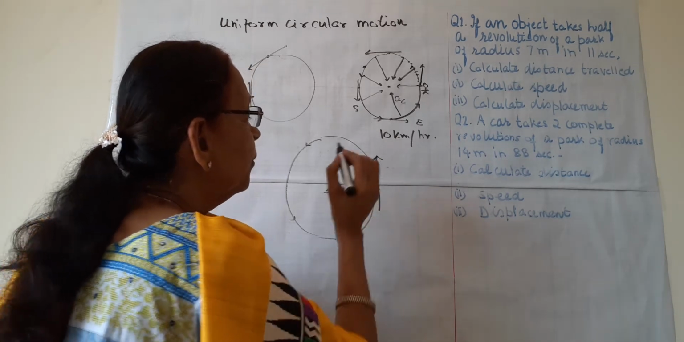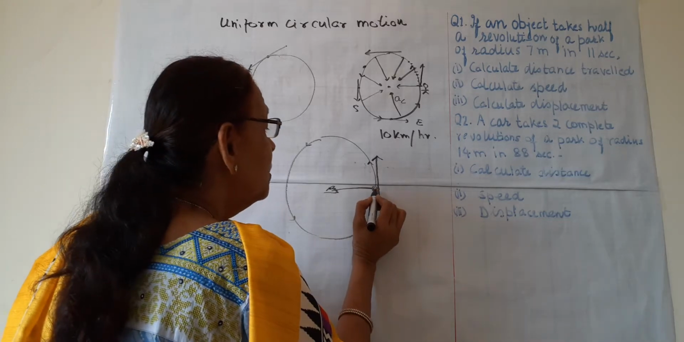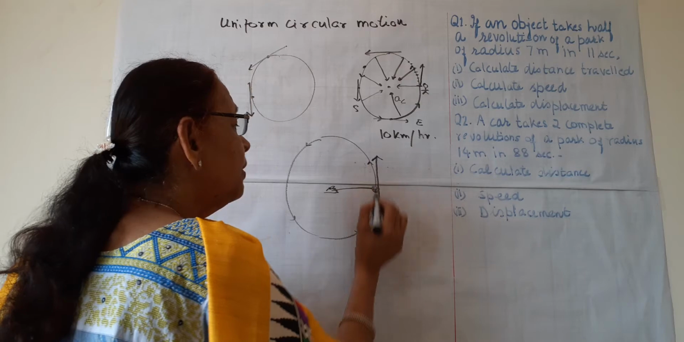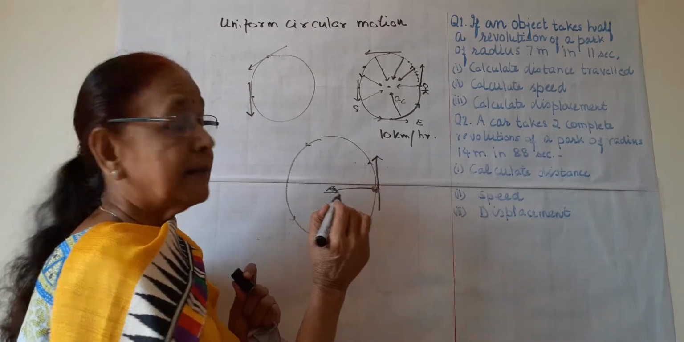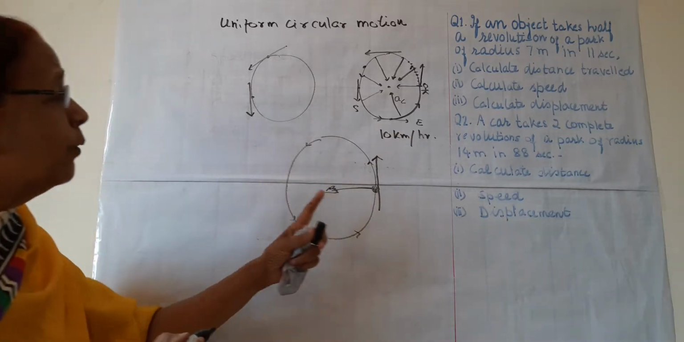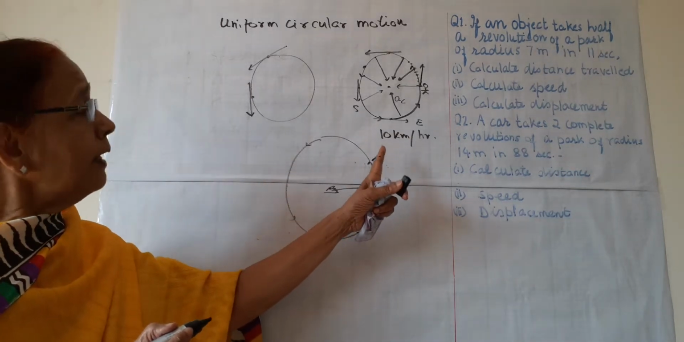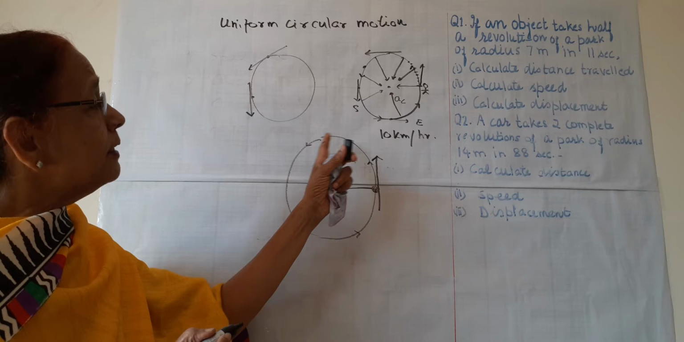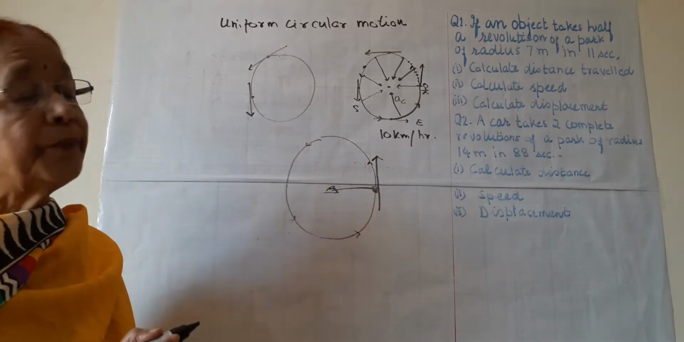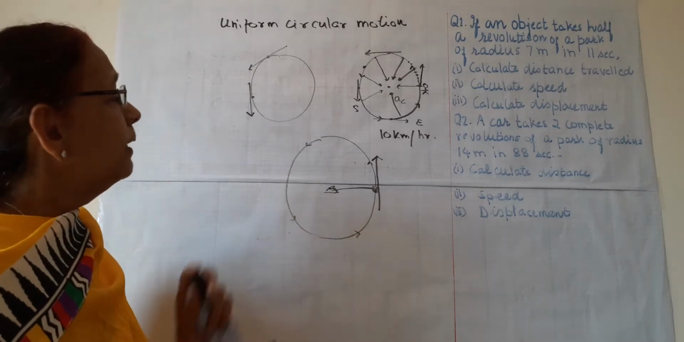Why is the stone going in this direction? Because at this point, the tangent of this point is like this. The tangent is in this direction, so the stone will go in the direction of the tangent. So this is the direction of the motion in circular path or circular track.